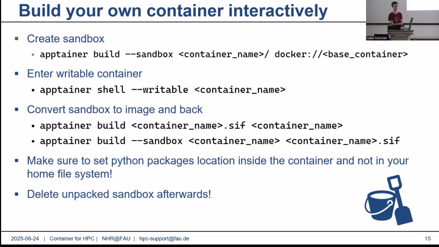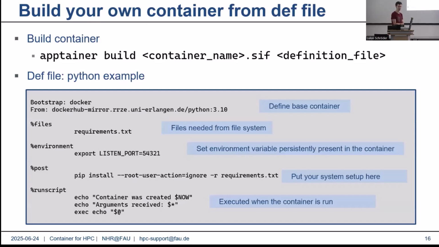And of course, because you have many small files, which is not the idea behind a container, you should delete your unpacked sandbox afterwards. Then probably the most used case is with a def file, where you first, with Bootstrap, write from where you pull your container. Usually it's probably Docker. Then you should use the Docker Hub because it's unlimited in bandwidth to download your container. Then files. So files that are needed during building have to be specified. So during building, your container doesn't see your file system. In this case, it's a simple file with requirements for pip packages.